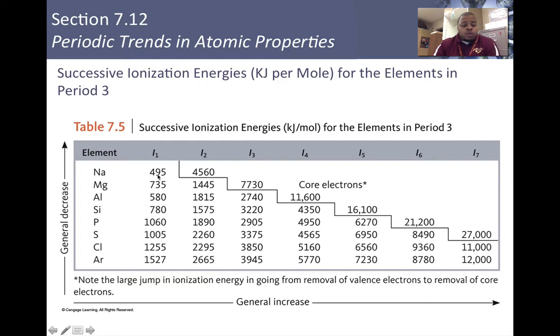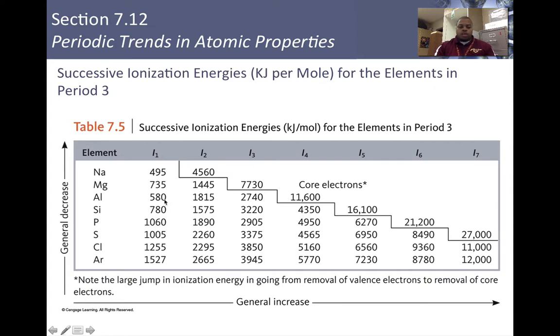Now, I want you to note what we're seeing here. For sodium, we know that it usually has a +1 charge, or it only usually loses one valence electron. Let's take a look at what's happening here. Our ionization energy here, 495 kilojoules per mole, very low. And then all of a sudden we jump, once that one has been taken away, to over 4,000 kilojoules of energy. That's a big jump. Again, magnesium, looking at the same thing, 1445, then it jumps to over 7,000.